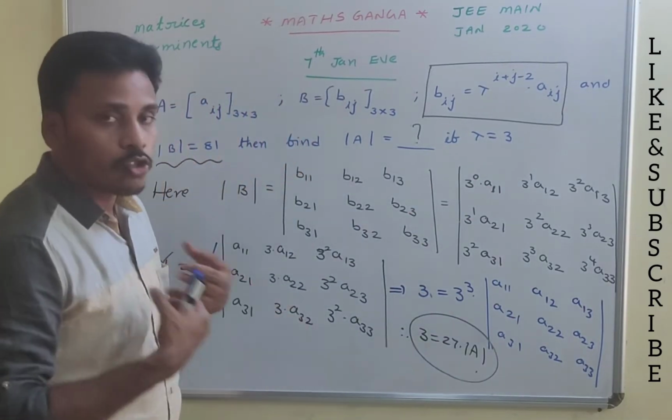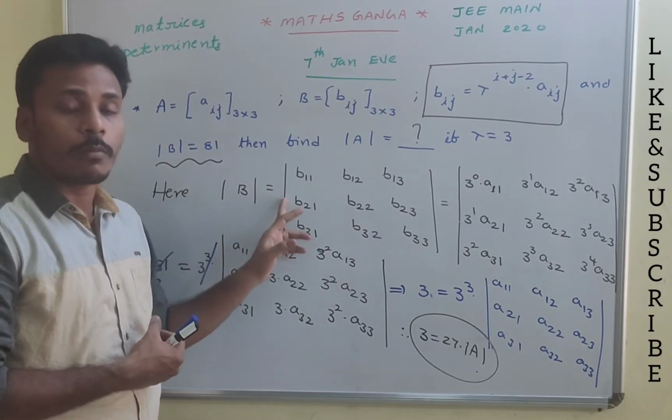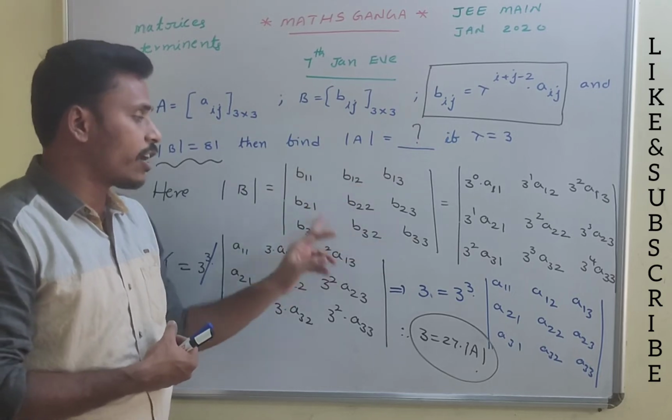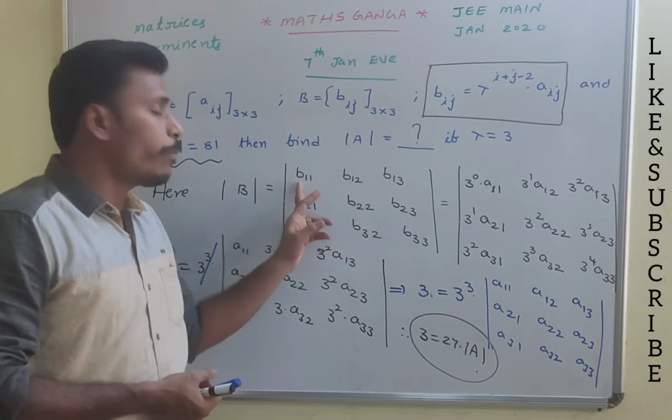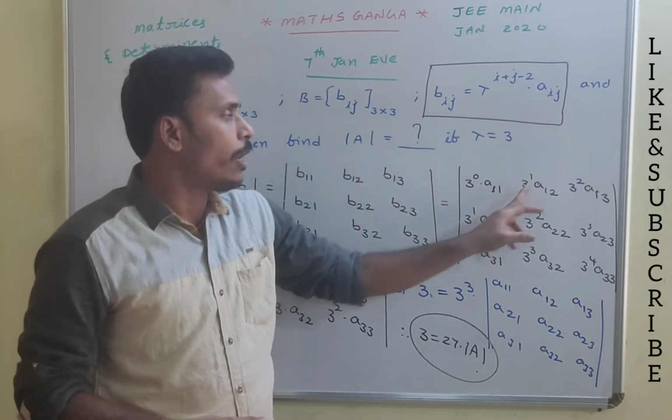Very clear. So I will start my discussion with the determinant of B. See, the determinant of B is nothing but the determinant of the matrix B. So write each and every element of matrix B like this, the general form. Now replace each element of this matrix B with this definition by the elements of A.